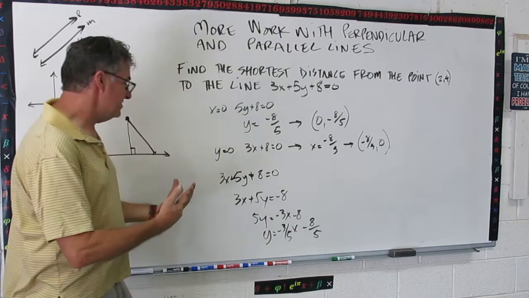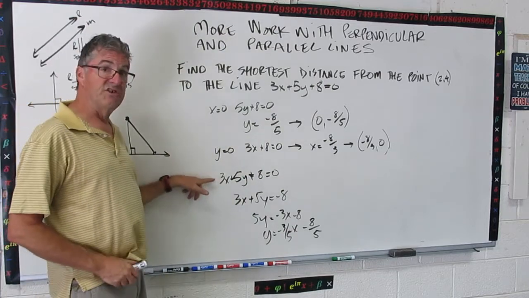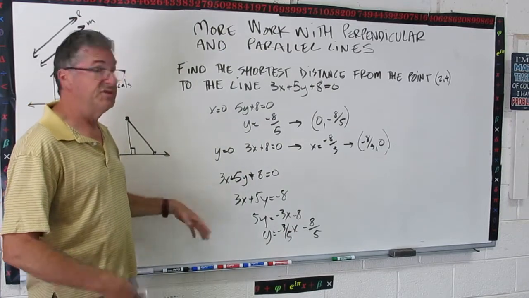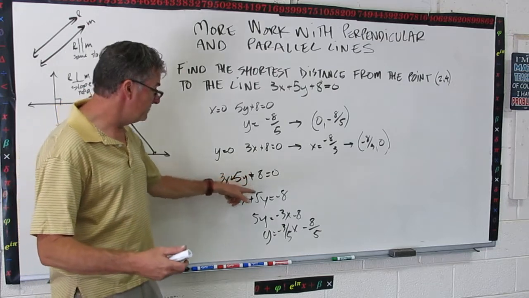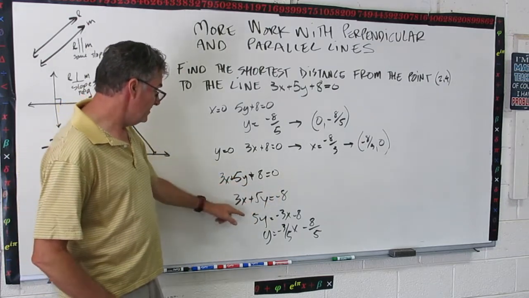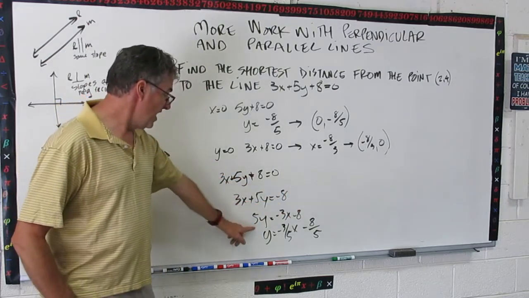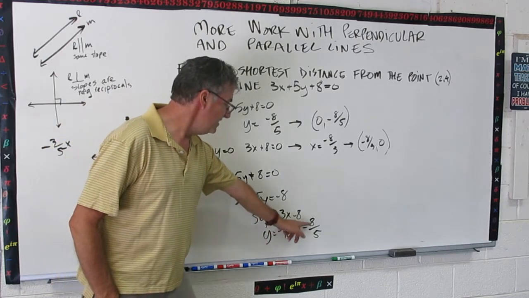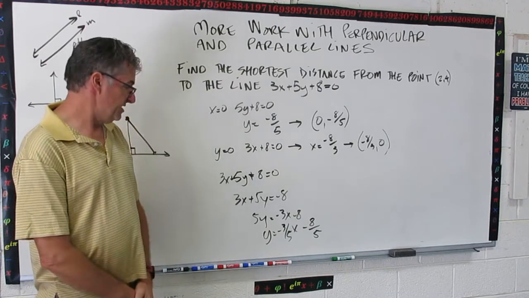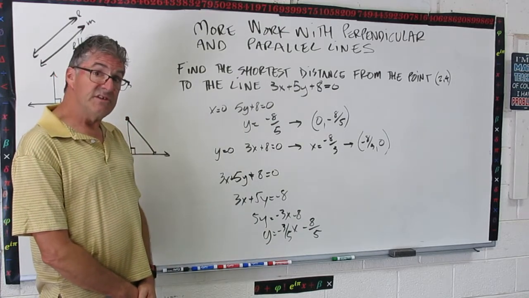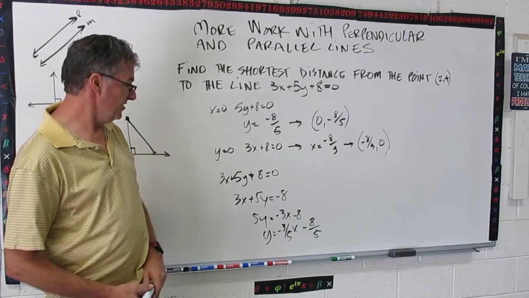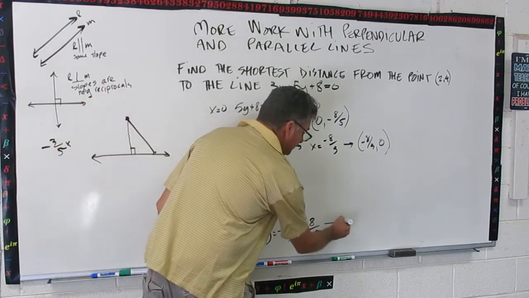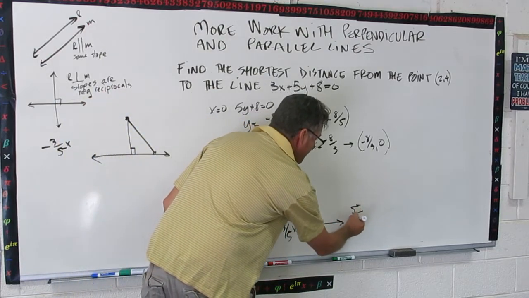Okay, next step. Let's convert our equation into slope-intercept form, which is solving for y. So I just subtracted 8 from both sides, then I subtracted 3x from both sides, then I divided through by 5, and I get y = -3/5 x - 8/5. That's our equation. So what's the slope of our perpendicular? That slope is going to be 5/8.